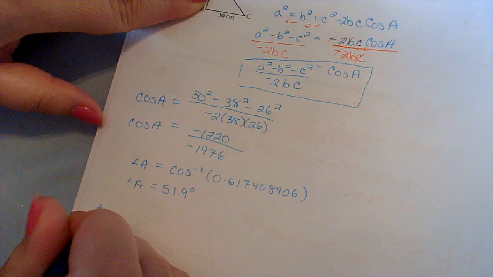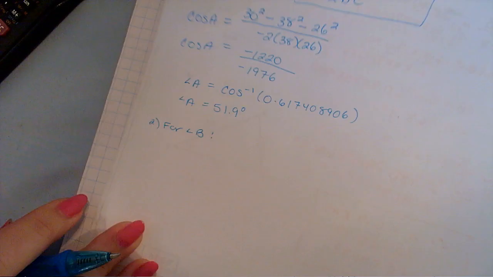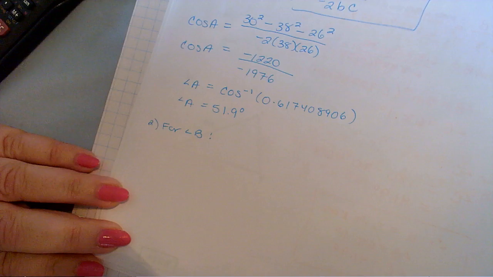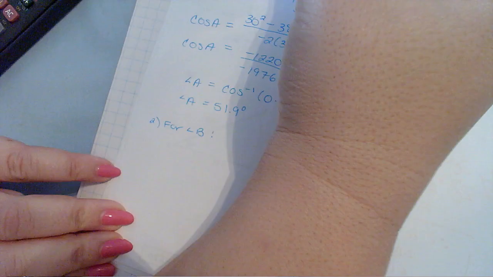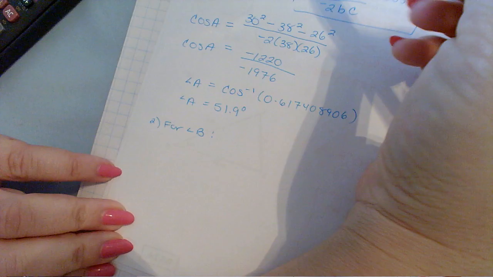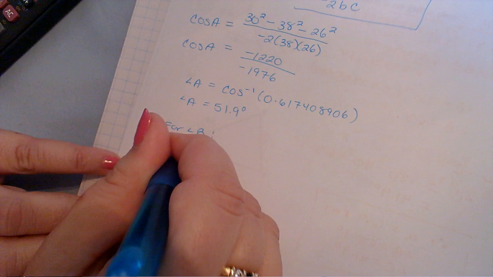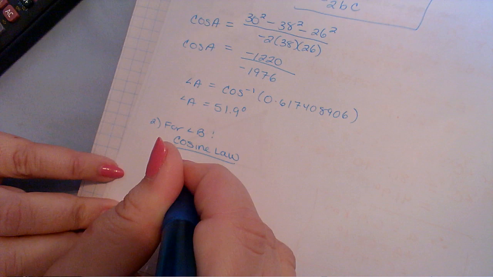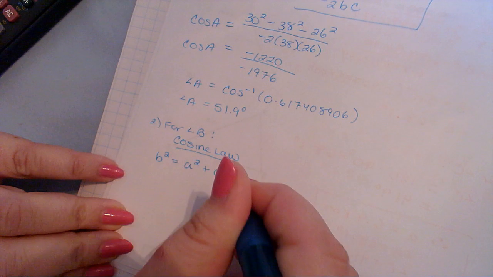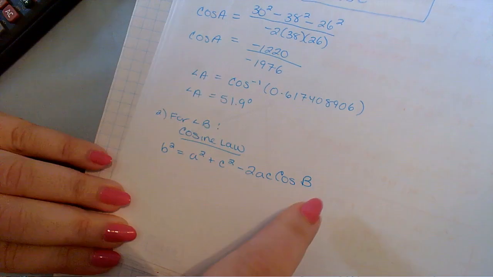So for angle B, I'll do it down here. I'm going to redo exactly what I just did. And you can see that I'm going to pretend now that my angle that I'm interested in is corner B. Corner B is opposite the little b. So little b needs to start cosine law. So it would be b squared equals a squared plus c squared minus 2ac times cos capital B.